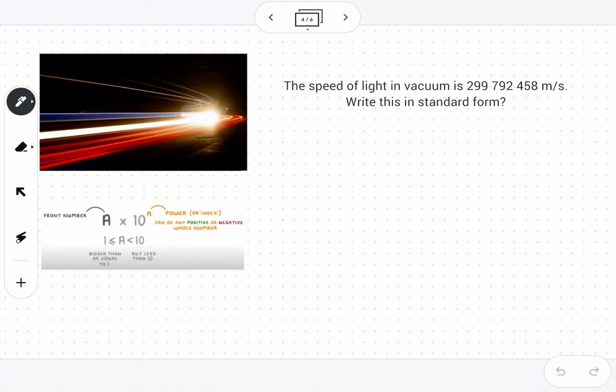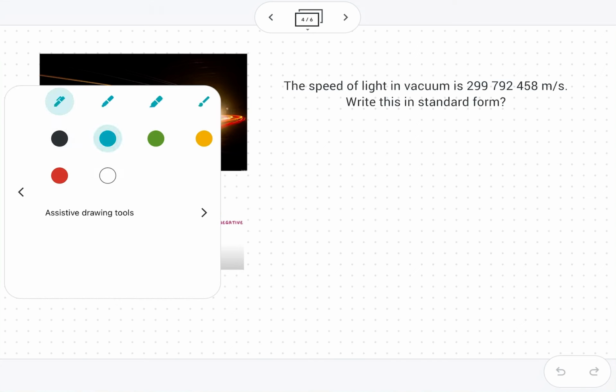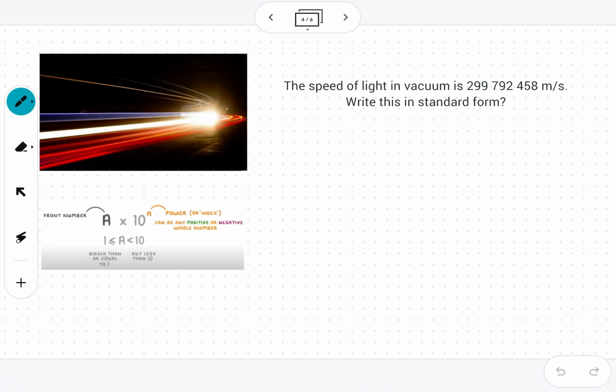Okay, this is what we've learned before. 299,792,458. That's a very big number. So that's why it's important that we learn how to write in standard form, so that we can shorten this. Okay, make it more simple. So let's look at this. A must be equal to 1 or bigger than 1, but it has to be less than 10.